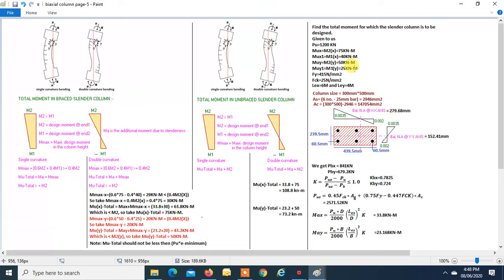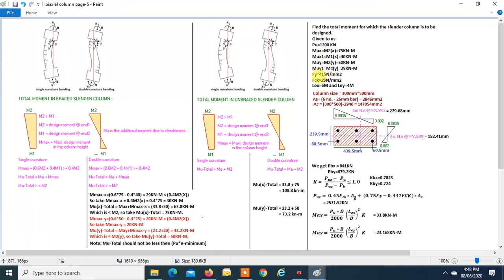We will find the total moment. Total moment is additional moment plus M max. M max is obtained by this formula. Okay, we'll come to this.